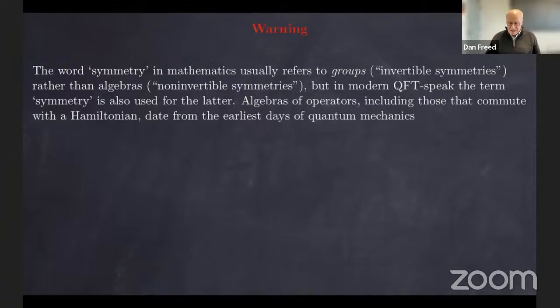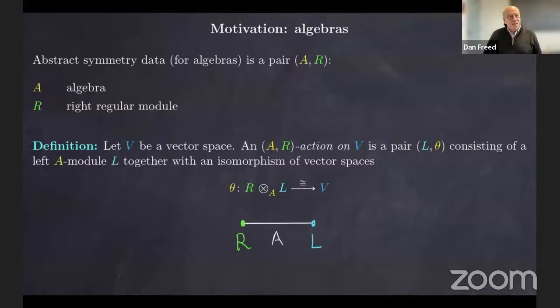So non-invertible symmetries, which is to say non-units in an algebra, non-invertible elements, that's something that's been there from the beginning in quantum mechanics. But again, I want to emphasize that we'll be doing the analog of really algebras. It incorporates groups, as we'll see, by a construction like the group algebra, but the framework itself is more like algebras. So let's then think about algebras in just a very elementary way.